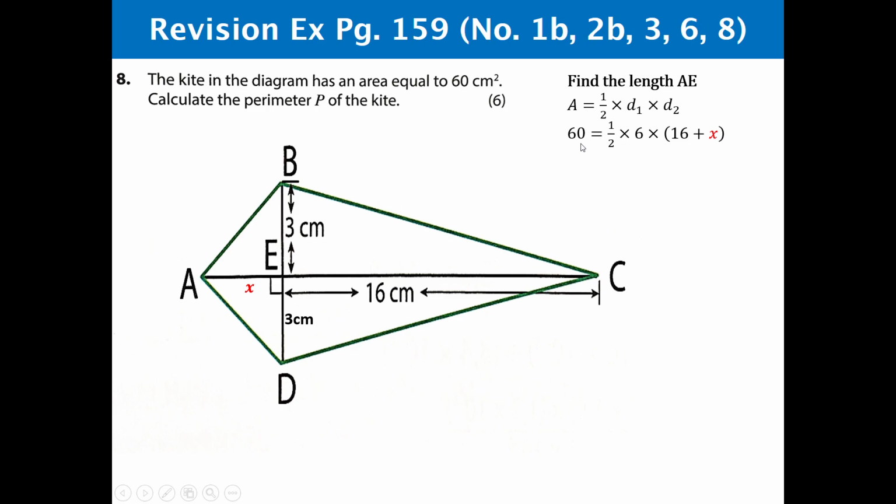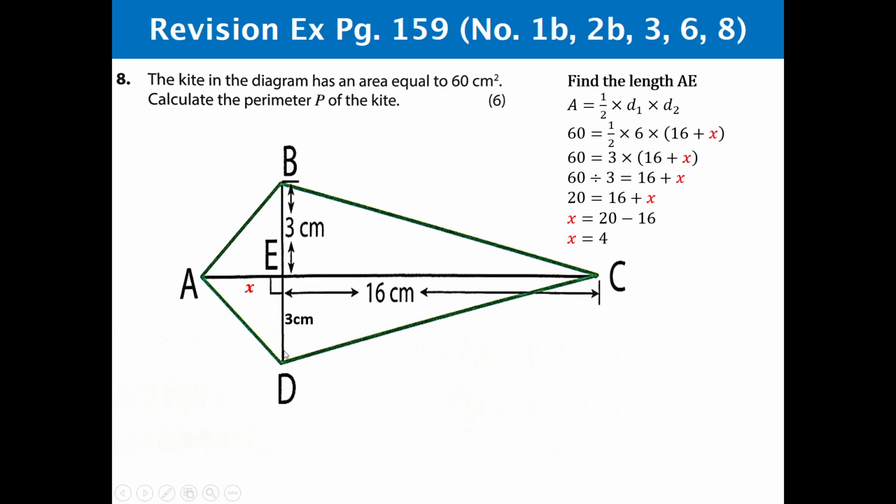Now I can simplify the formula. A half of 6 will give me 3. I'm saying 3 times this bracket, so if I want to take this 3 over, I'm going to divide, so 60 divided by 3, which will give me 20. Now I can get x alone, so I'm going to take the 16 over and subtract, which will give me x equals 4 centimeters. So I know that this part here is 4 centimeters, so I know the full diagonal now.